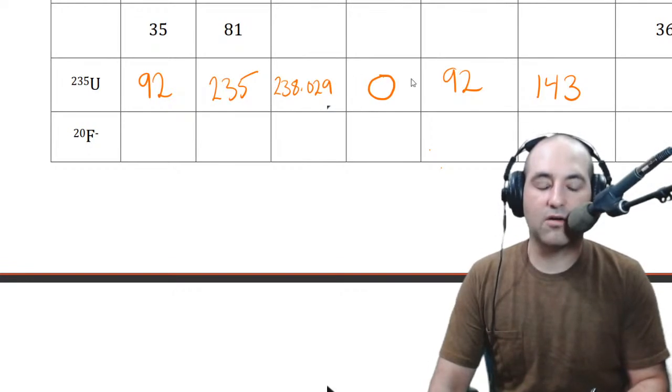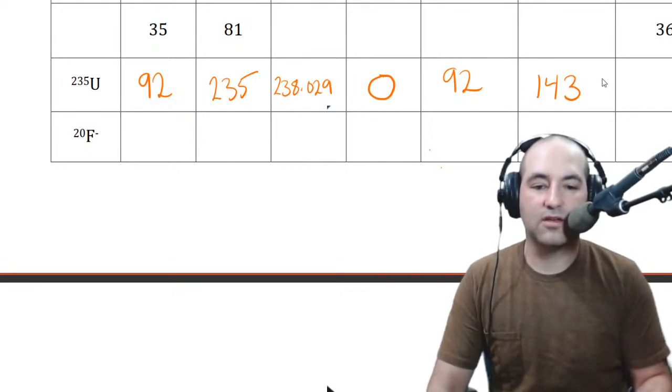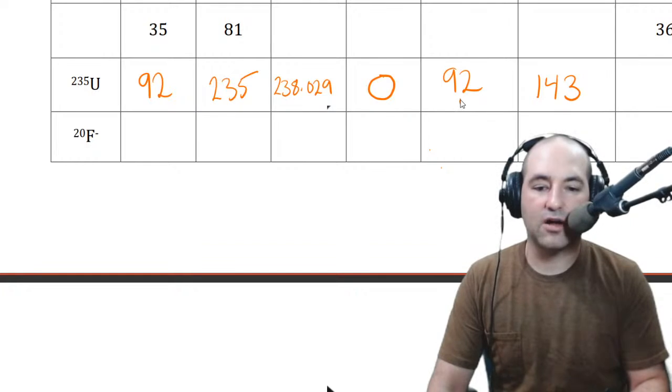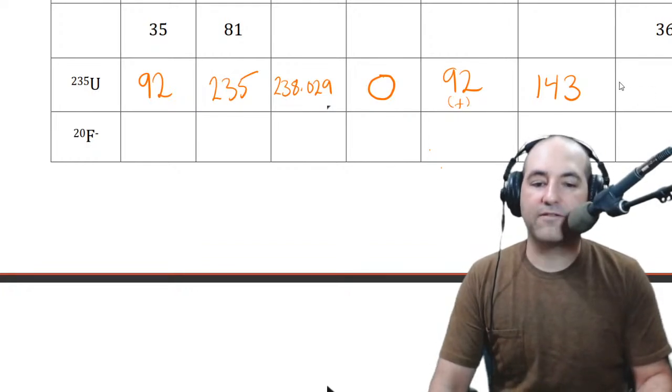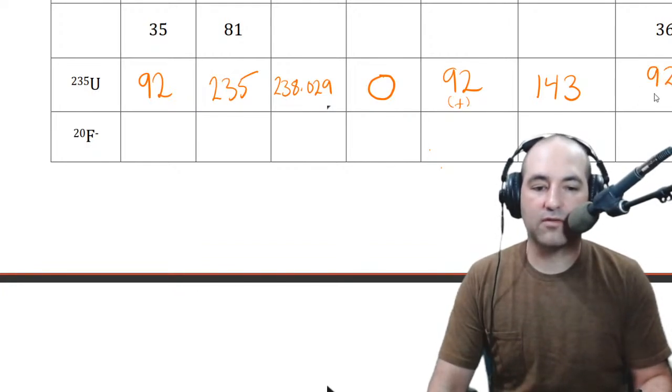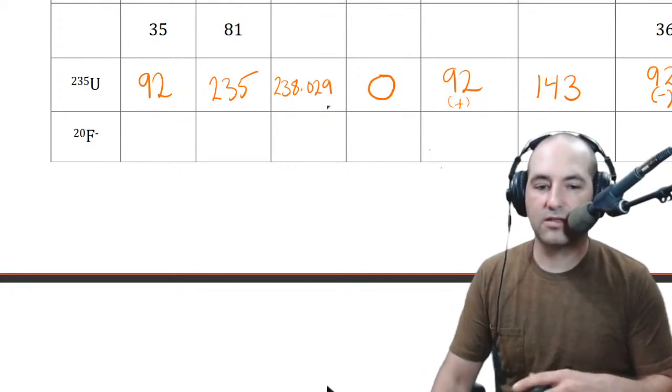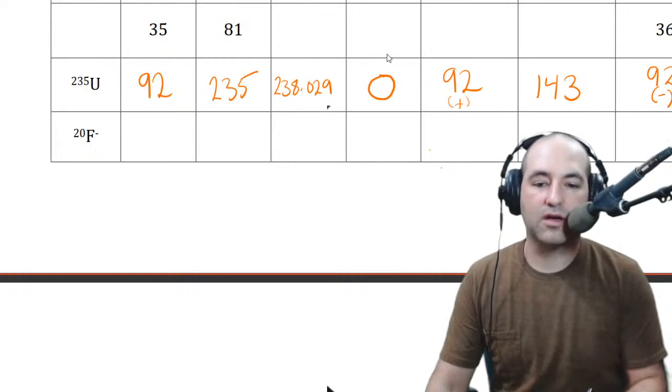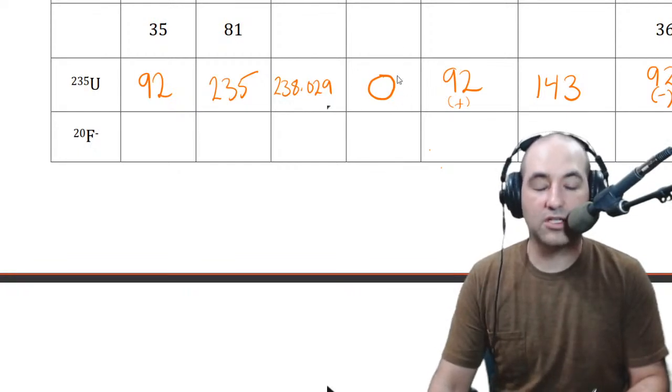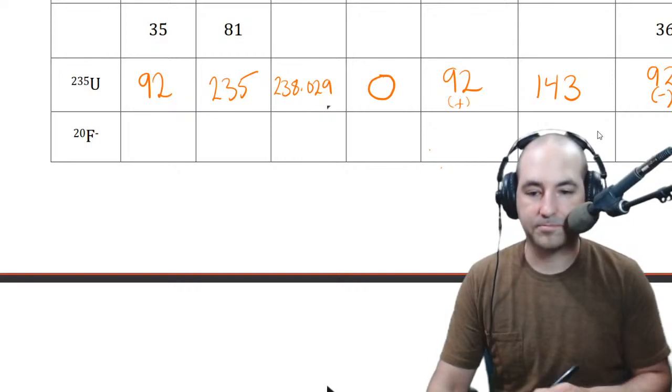Since the charge is 0, that tells us that the protons, which are positively charged, have to equal the electrons, sorry, which are negatively charged. So protons and electrons have to balance out because the net charge is 0. So whatever the net charge is, that's how you figure out how many electrons there are.